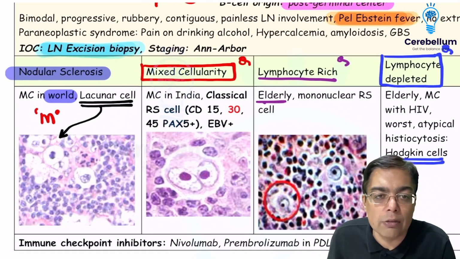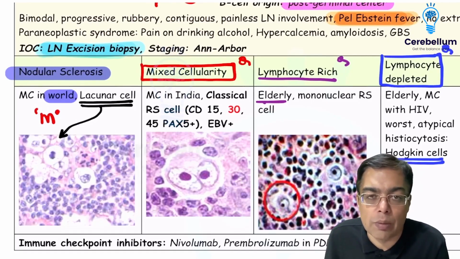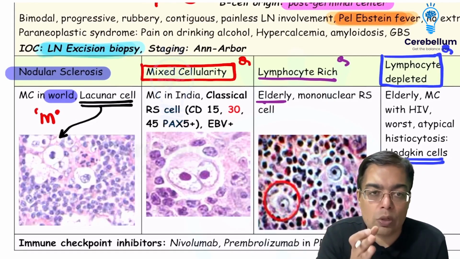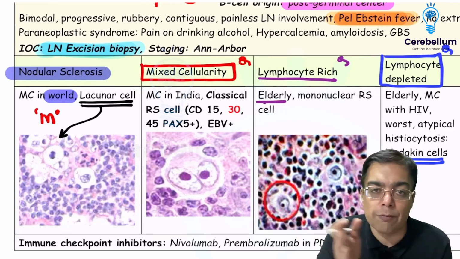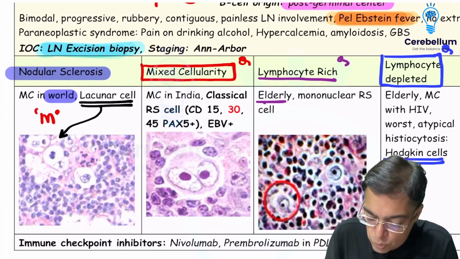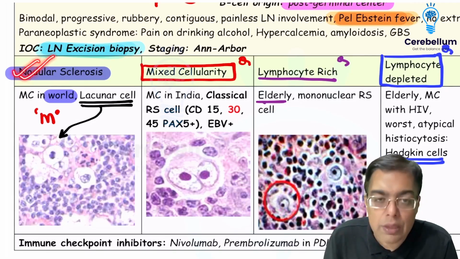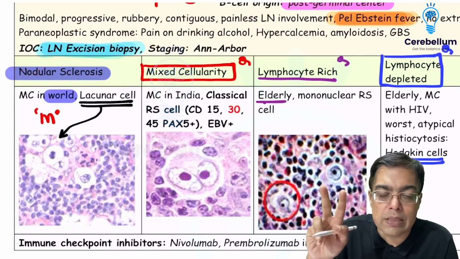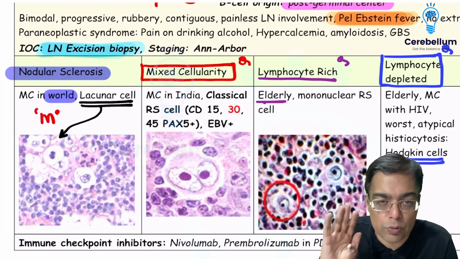Now, if you look at the 4 examples of Hodgkin lymphoma appearing on your screen, friends: nodular sclerosis, mixed cellularity, lymphocyte-rich, lymphocyte-depleted. Out of these 4, the one which is going to have the better prognosis happens to be the nodular sclerosis variant. So, it is common in the world, involves the mediastinum, has a lacunar cell, has a very good prognosis.